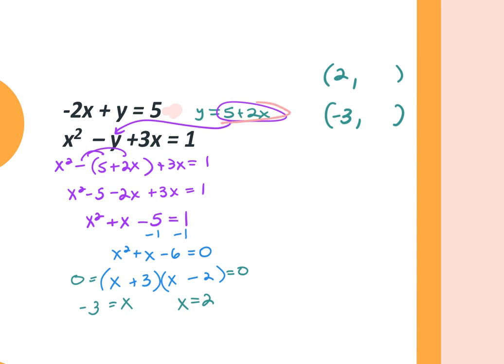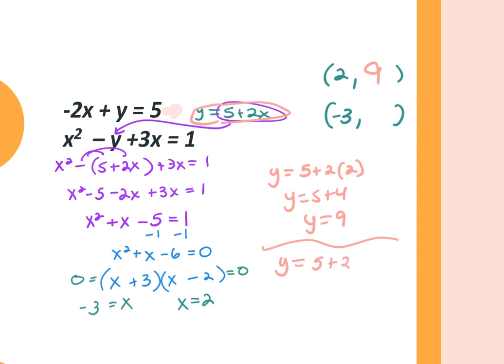So I'm going to take the one that's solved for y, 5 plus 2 times 2, y equals 5 plus 4, and y equals 9. That goes with the 2. And then y equals 5 plus 2 times negative 3, y equals 5 minus 6, and y equals negative 1.